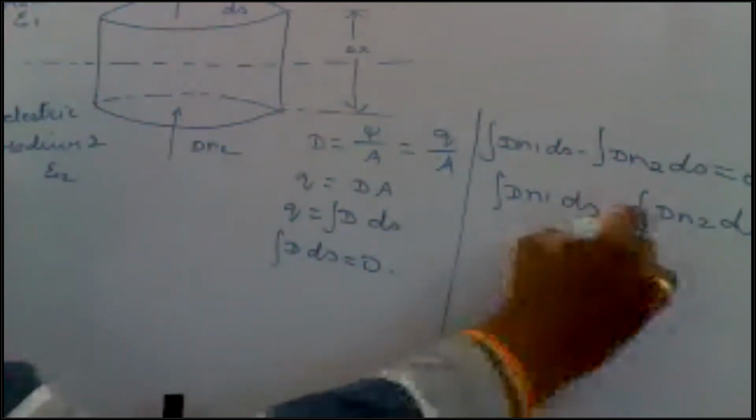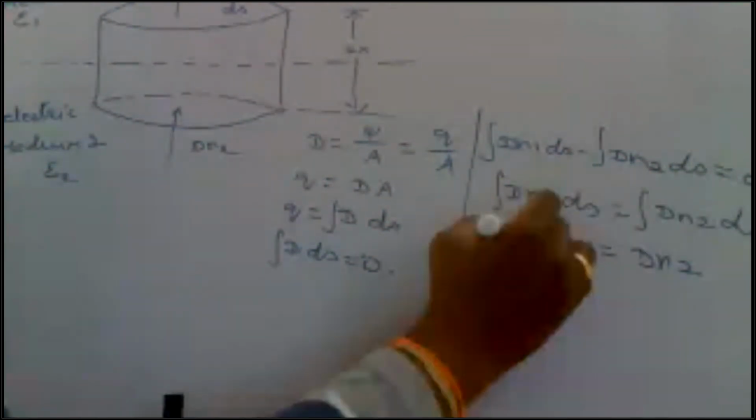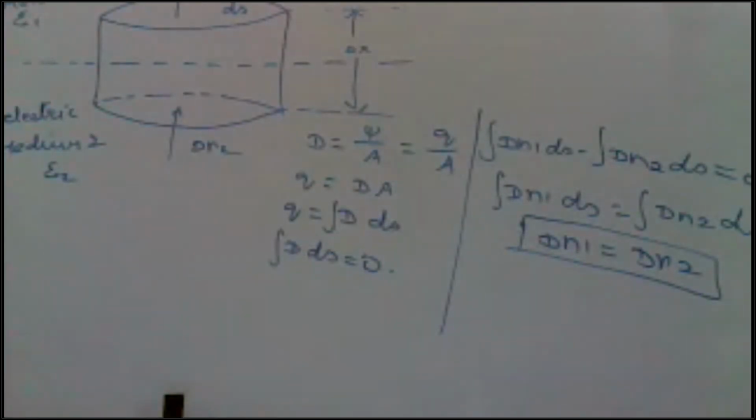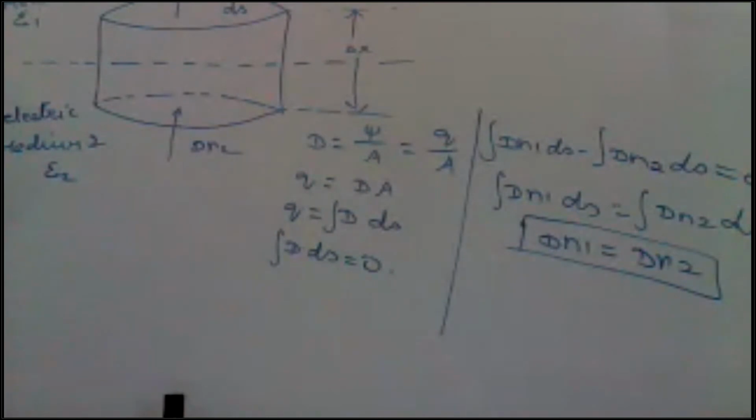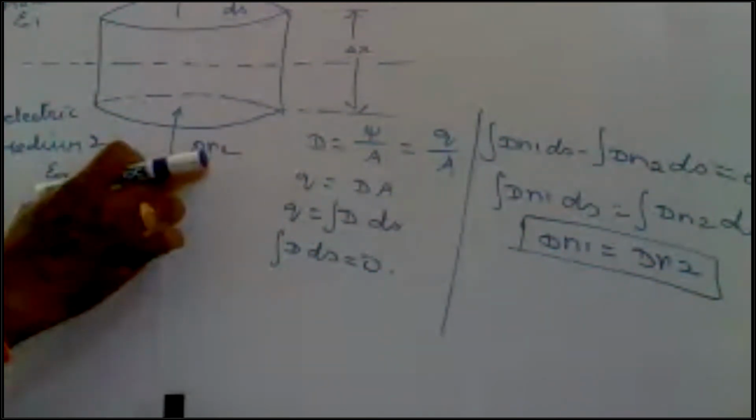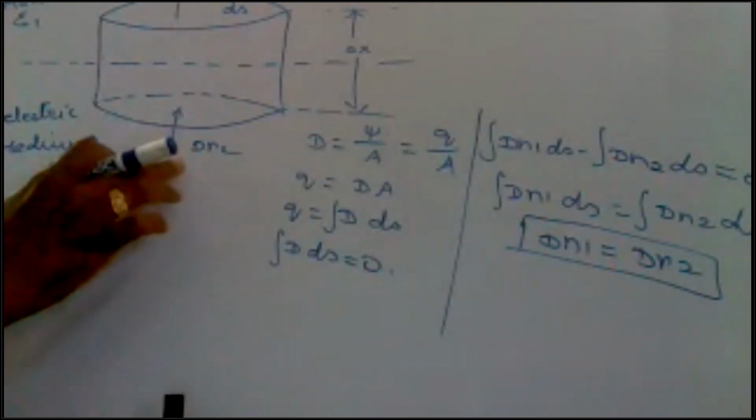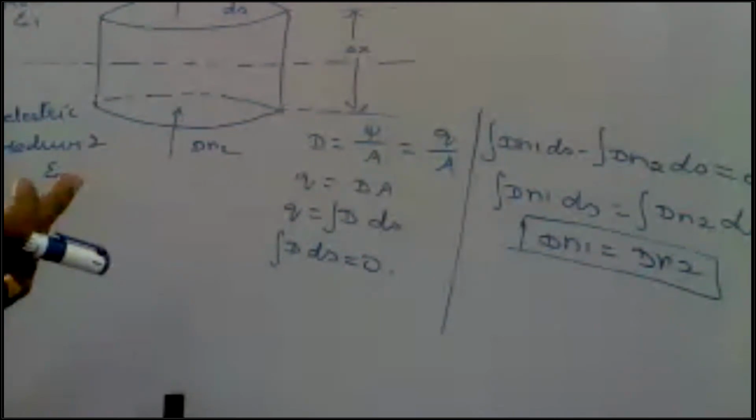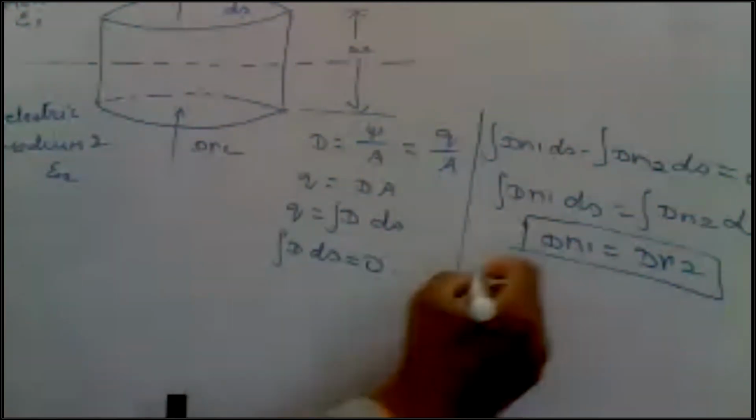So what can we write finally? dn1 equal to dn2, can we write it? Because ds with integrations gets cancelled. That's all. Here dn1 is the normal component of electric flux density or displacement density in medium 1. Similarly, dn2 is nothing but the normal component of electric flux density or displacement density in medium 2. If these two are equal, what does it mean? They are continuous. This is the statement.